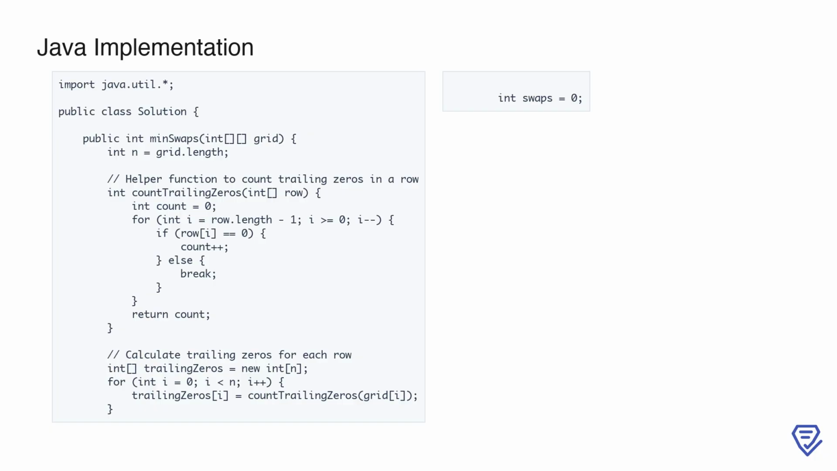After defining the helper function, we initialize an array, trailing zeros, to store the count of trailing zeros for each row in the grid. Using a loop, we populate this array by passing each row of the grid to the countTrailingZeros function. Finally, we initialize a variable swaps to 0, which will keep track of the total number of swaps needed to make the grid valid.